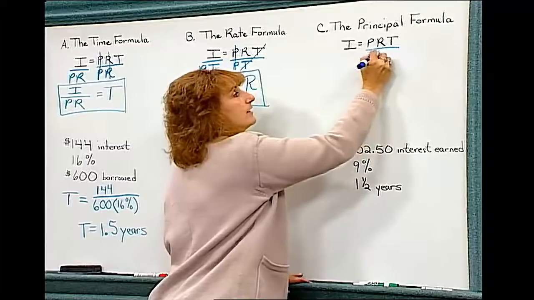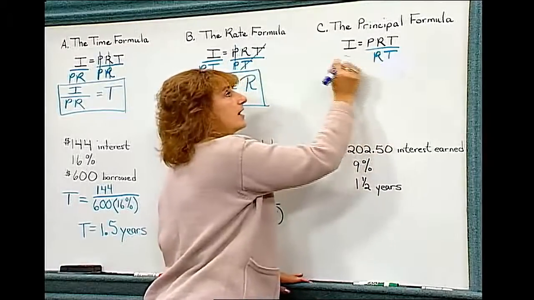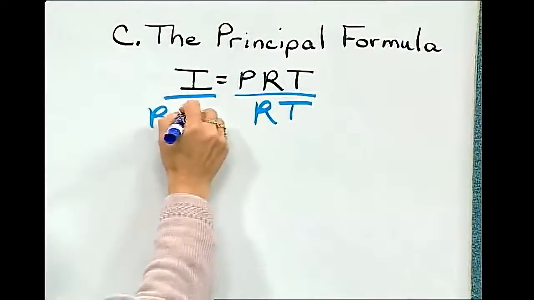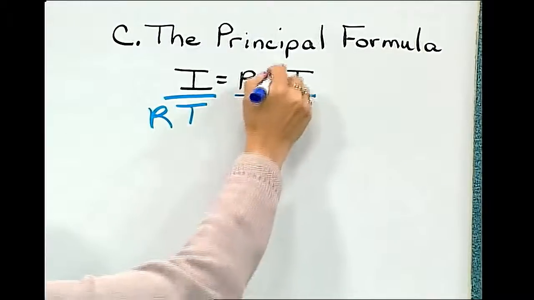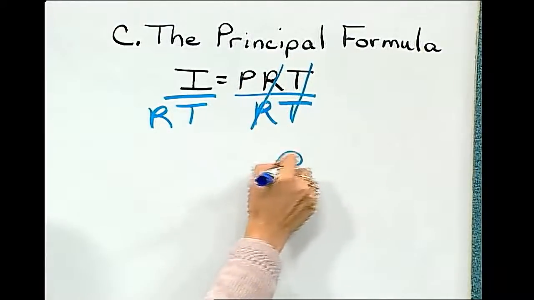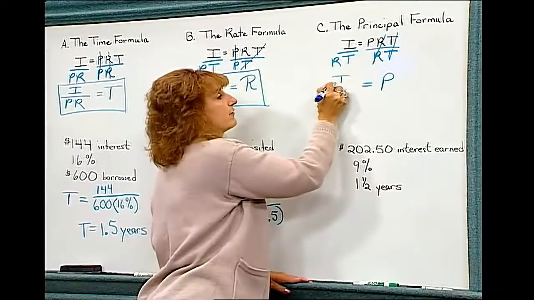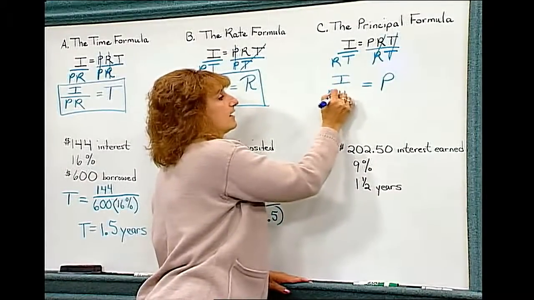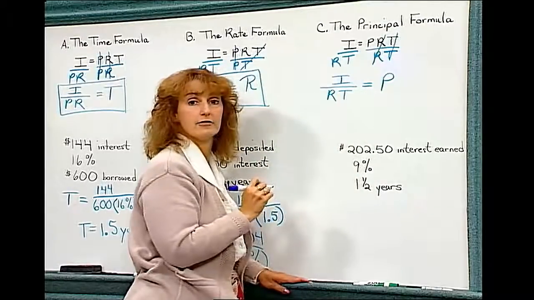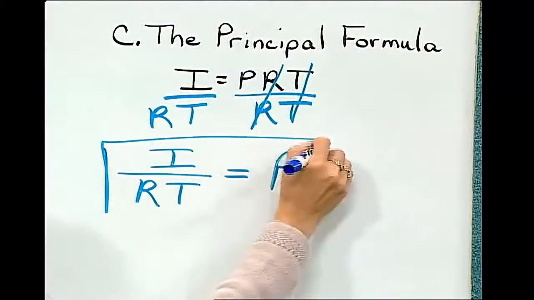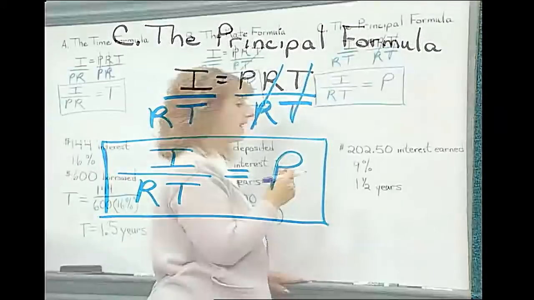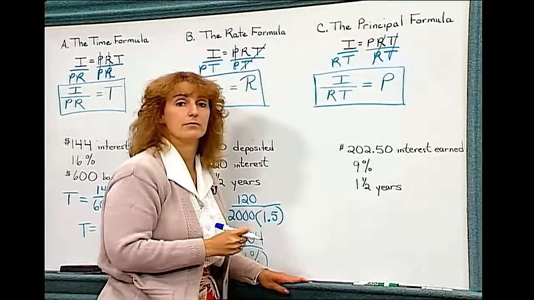At this point, you can guess that we're going to divide both sides of the equation by rate and time, making those cancel out, isolating the principal by itself. So our principal formula is interest divided by rate times time. We have this formula, and now we can take an example problem.